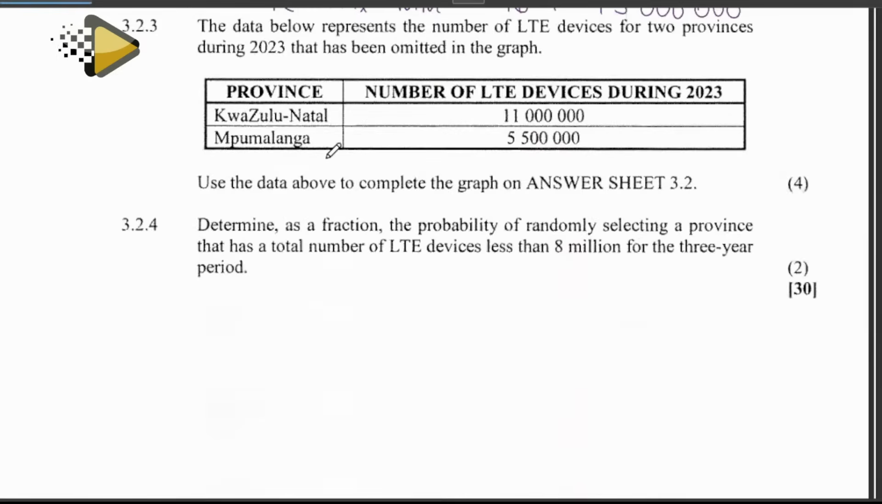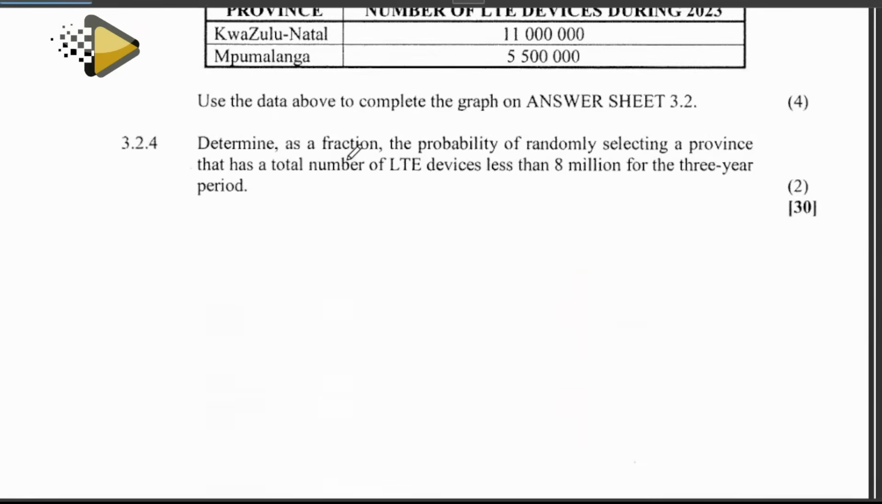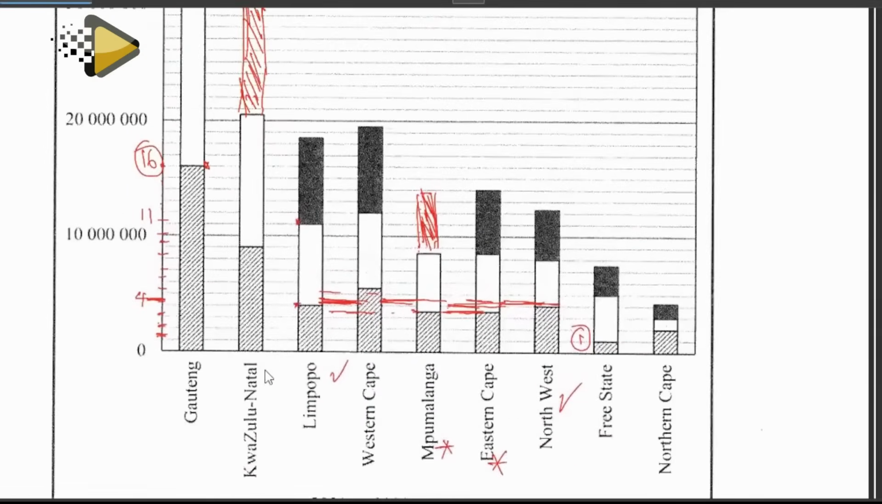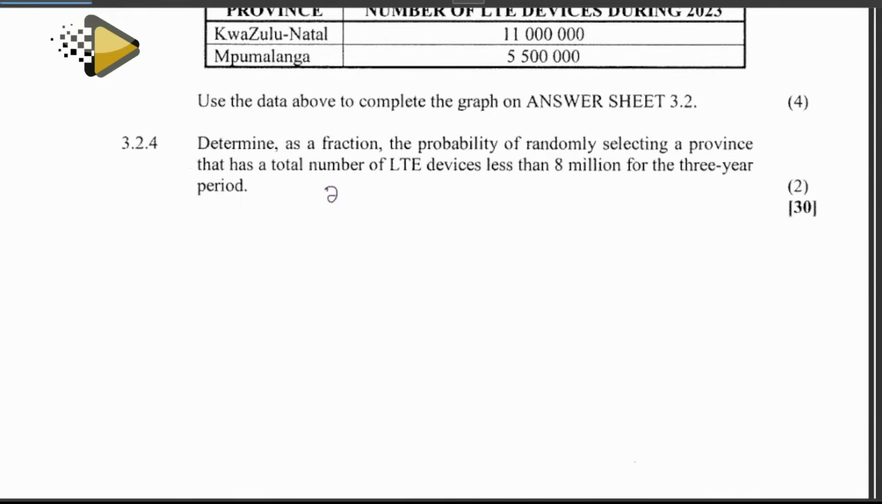Okay, we continue to a question. It says determine as a fraction the probability of randomly selecting a province that has a total number of LTE devices less than 8 million for the 3 years. When you look at this bar, one bar represents 3 years. Look at these numbers. These ones are less than 8 million because 8 is here. This is 10, 9, 8. So any graph below this is below 8. So we have 1, 2, out of how many? 1, 2, 3, 4, 5, 6, 7, 8, 9. So our answer is 2 out of 9, as a fraction. That's what they said, so you leave it like that.